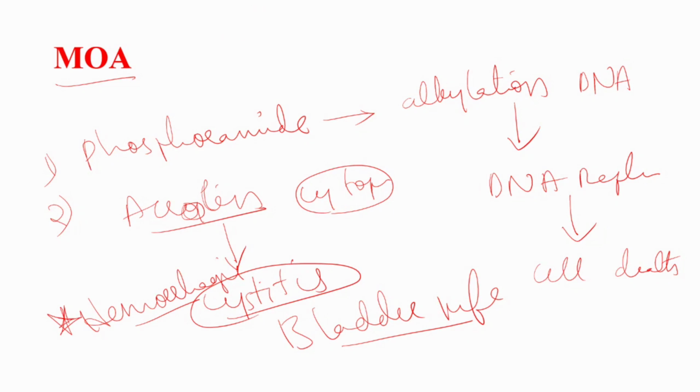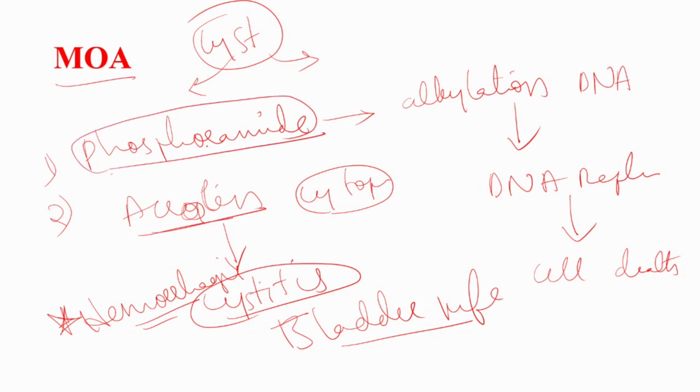Name the drug which causes hemorrhagic cystitis. In that, cyclophosphamide is the drug. Cyclophosphamide is not directly causing hemorrhagic cystitis. Cyclophosphamide is metabolized into an inactive compound and active compounds. In the active compound, we have two forms: one is phosphoramide and one is acrolein.